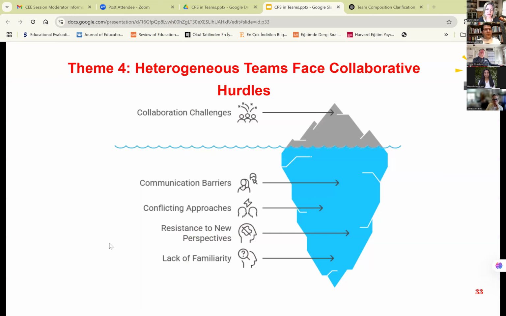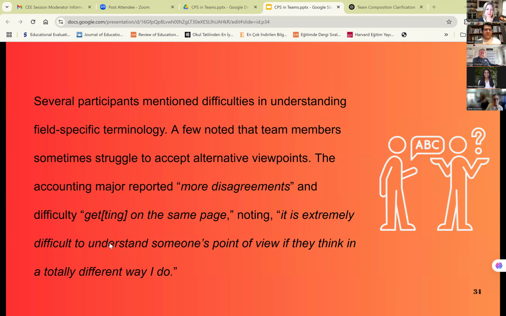Theme 4, heterogeneous teams face collaborative hurdles. Cross-disciplinary collaboration encountered barriers. Several participants mentioned difficulties in understanding field-specific terminology. A few noted that team members sometimes struggle to accept alternative viewpoints. For instance, some participants said more disagreements, getting on the same page. It is extremely difficult to understand someone's points of view if they think in a totally different way I do.